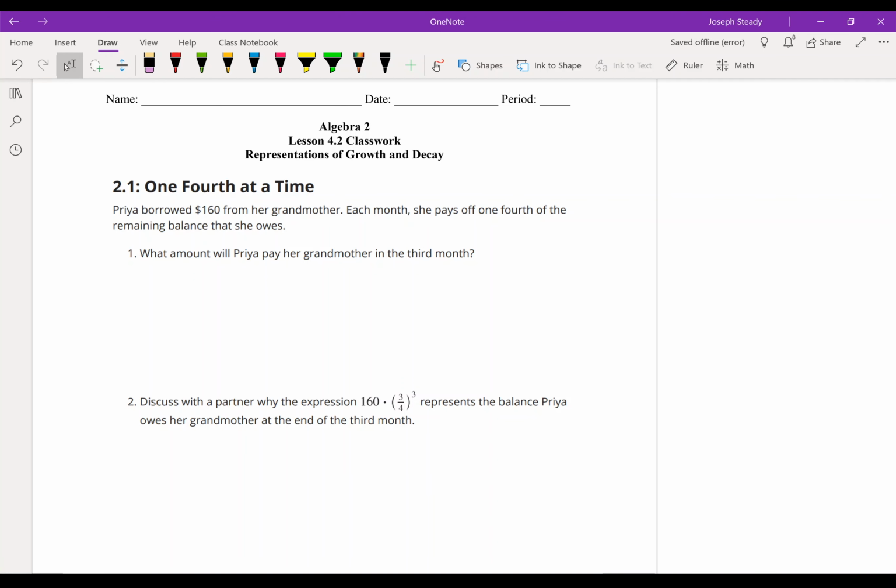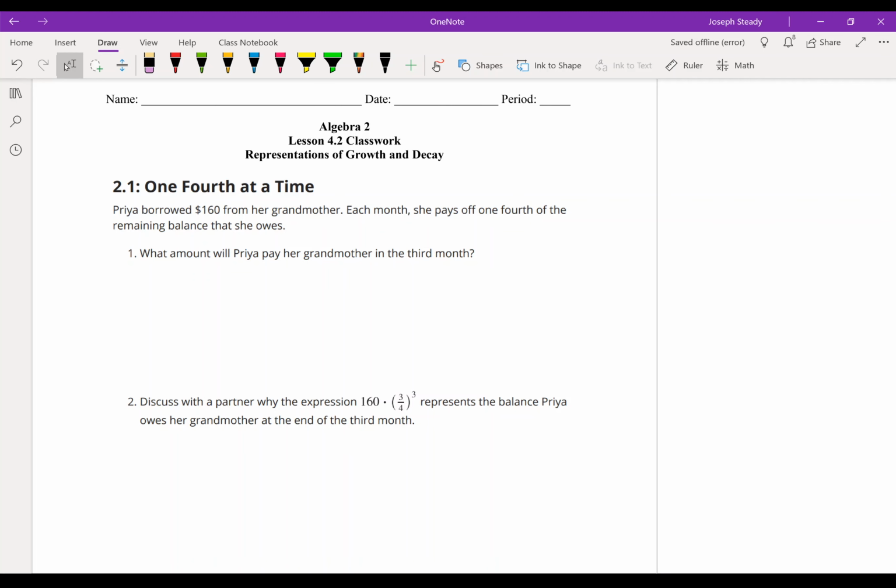In lesson 4.2, we're going to continue looking at exponential growth and decay, specifically looking at how we can use tables, graphs, and equations to help us model these situations. We're also going to look at how those different representations can help us solve different kinds of problems.